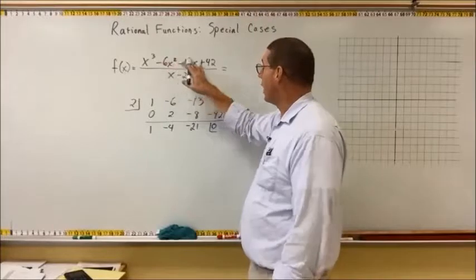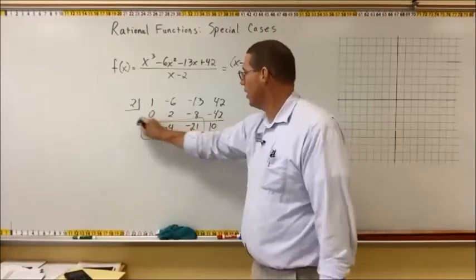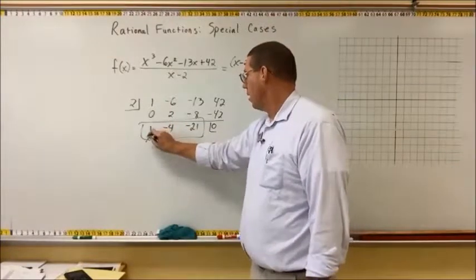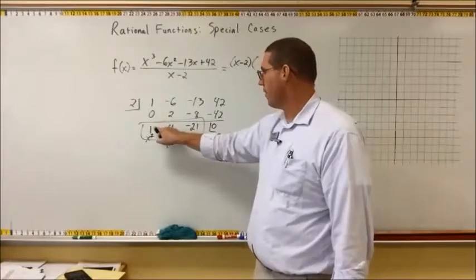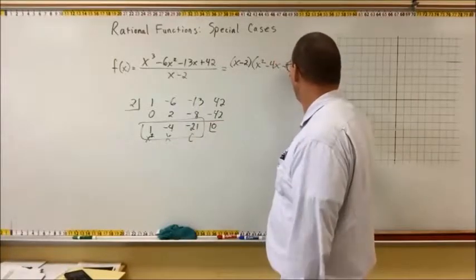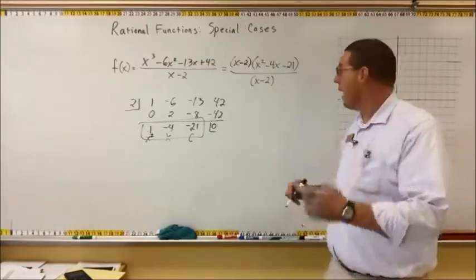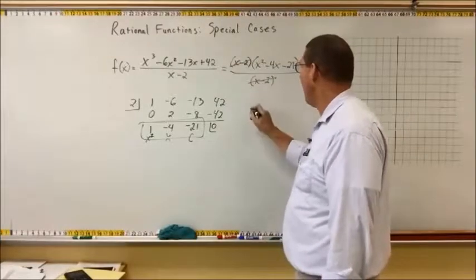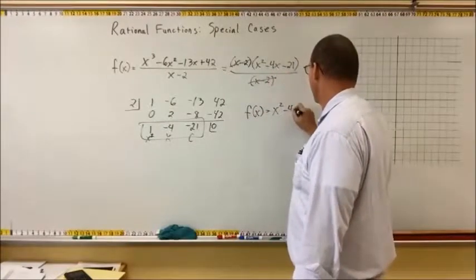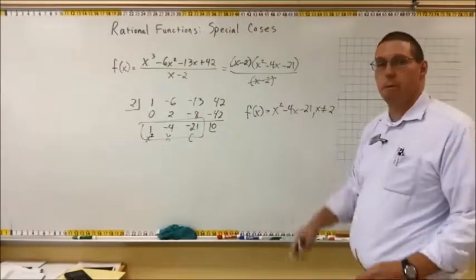So the numerator can actually be factored into x minus 2 times whatever is left over here. If this is an x to the third, this becomes an x to the second. So we have x to the second, x to the first, and a constant. Okay, so we have x squared minus 4x minus 21, all right, over x minus 2. So we have factored the numerator. So now we can cancel the x minus 2, and what we have now is f of x is equal to x squared minus 4x minus 21, where x cannot equal 2. So we're just not allowed to plug 2 into it.